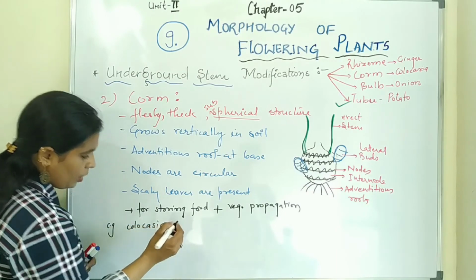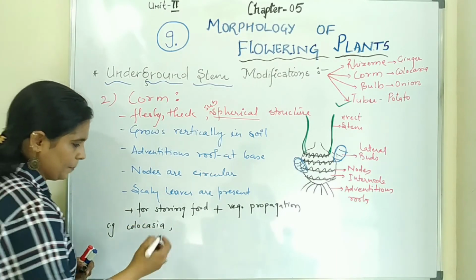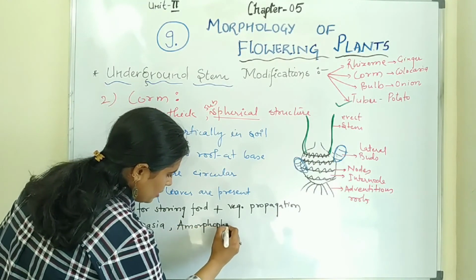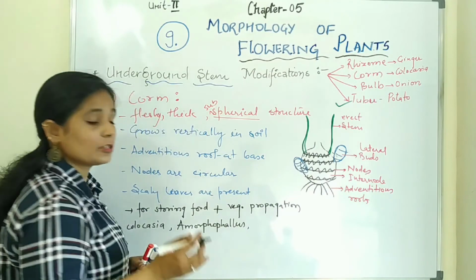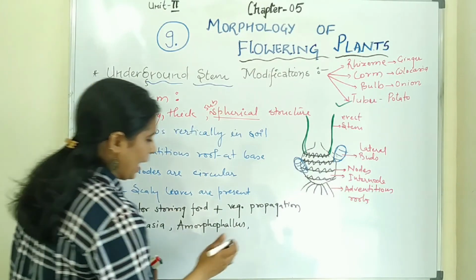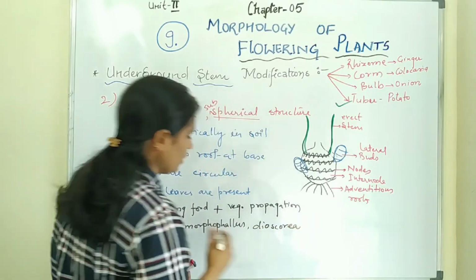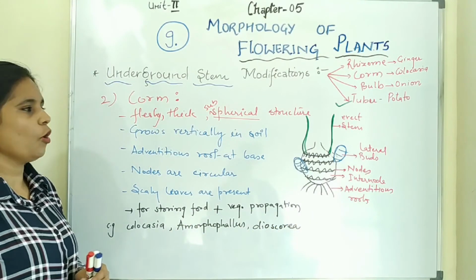कोलोकेशिया, उसको हम हिंदी में अरबी कहते हैं. Amorphophallus, we call it suran in Hindi, and Dioscorea. Fine. So these are the examples of corm.